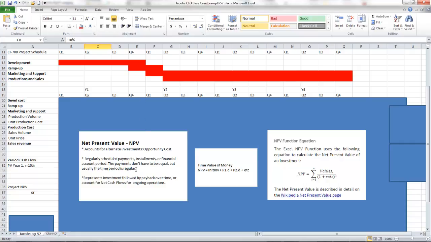Over a month or a quarter or a year, whatever it is that we're using as a period here. The NPV represents investment followed by payback over time, or it accounts for net cash flows for ongoing operations. Okay. So leading from that, the NPV has to do with the time value of money. And the NPV is equal to our initial investment plus a discounted payment for period one. So period one net cash flow D, that means it's discounted. It's a payment from period one, but we're using that as a discount.